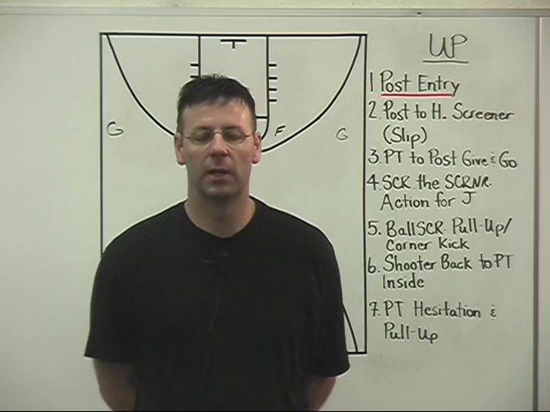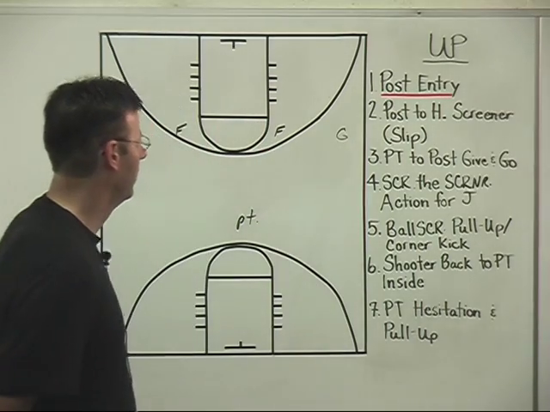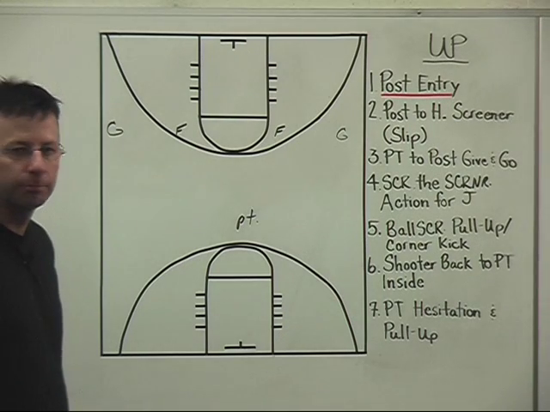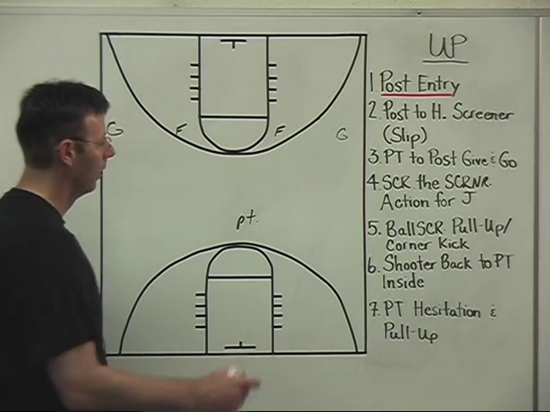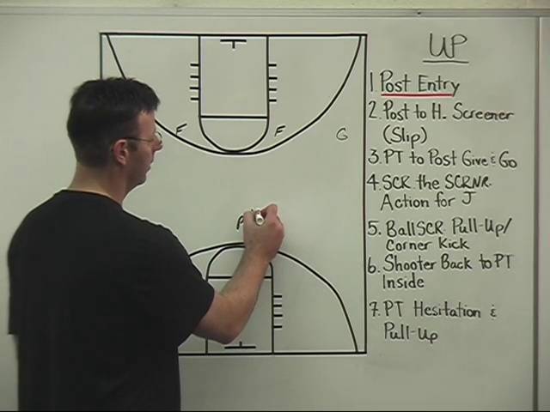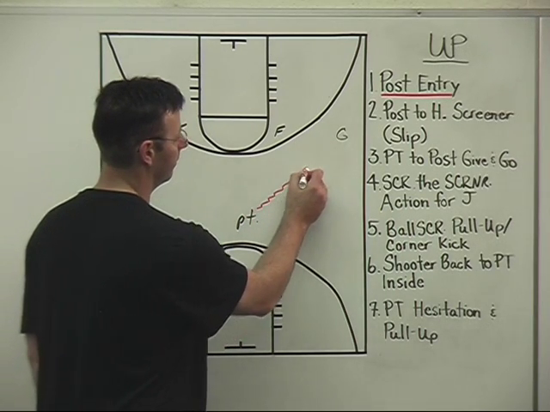Up is our next man special, and like play number 5, it does have multiple options. We start out with a 4-high set. We're going to take our point guard in the middle of the floor, and we're going to dribble our point guard wing extended.